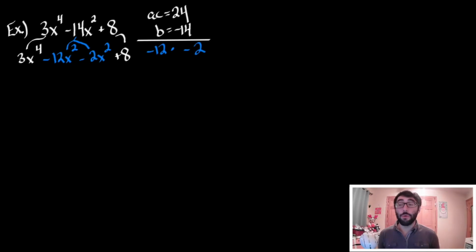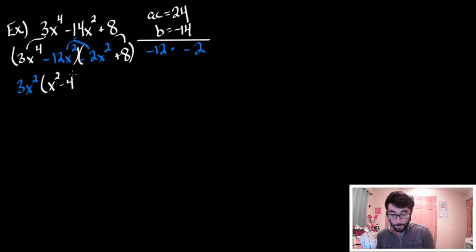So once again, we're going to bring down our first and last term and split the middle. And now we would factor by grouping. So I'm going to group the first two terms and the last two terms and factor by grouping. In our first group, I can take out a 3x squared, and when I do that, I'll be left with 3x squared times x squared minus 4.